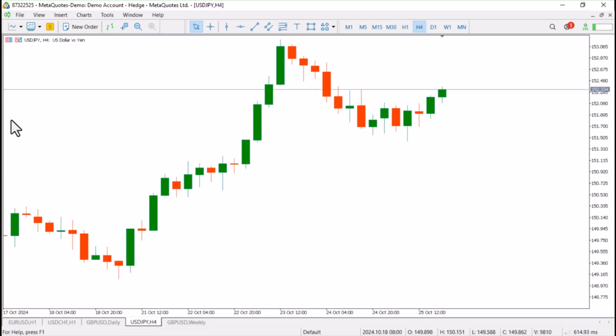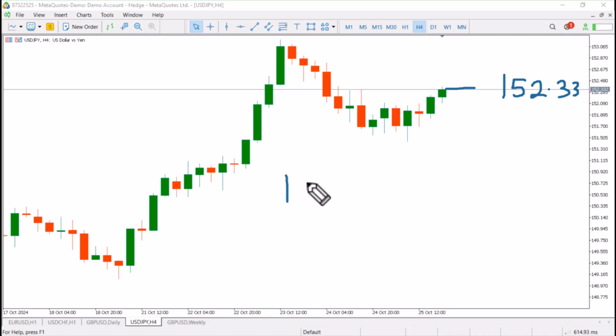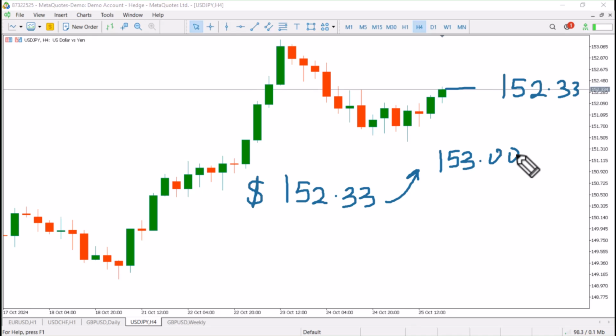Now let's say, for instance, as the market is trading at this level, we prefer to sell, but we do not want to sell at 152.33. Instead, we want to sell at a higher price. Someone wants to buy your item from 152, and you do not want to sell it at 152.33. Instead, you prefer to sell it at 153, which means you want to make more profit. So one of the orders you can use to sell is to do what? Sell limit.